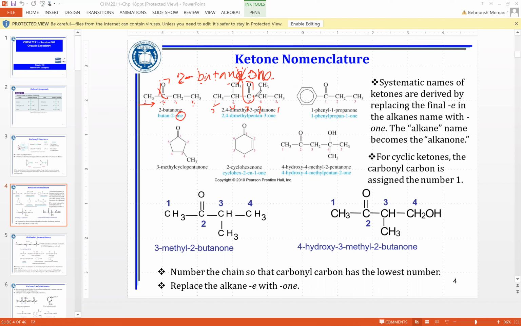When you say 3-pentanone, that means you have named the main carbon chain, including the functional group. Anything that is not part of the main carbon chain, you have to name as a branch. So you have a methyl group on carbon number 2 and a methyl group on carbon number 4. That's why it's 2,4-dimethyl, and then 3-pentanone.